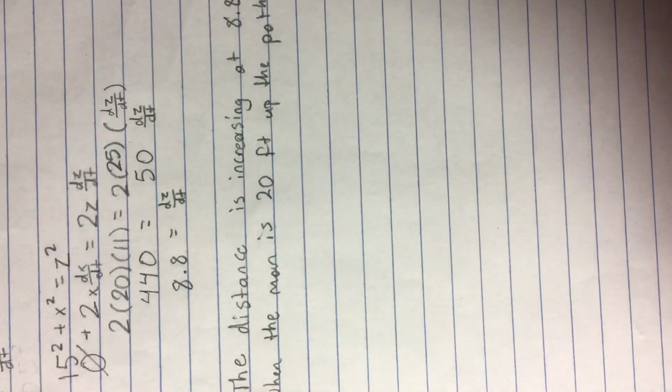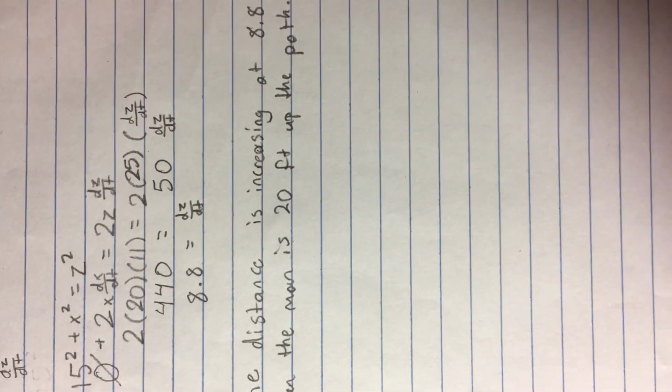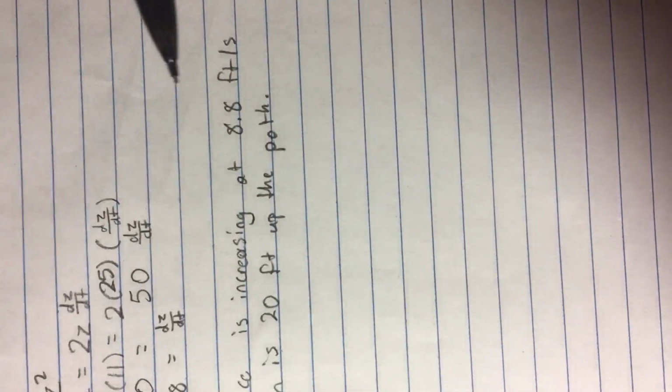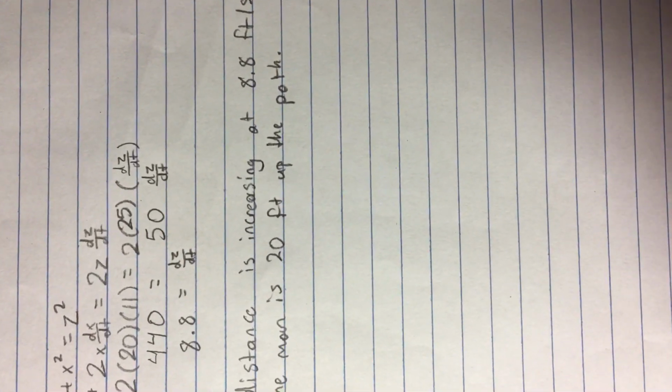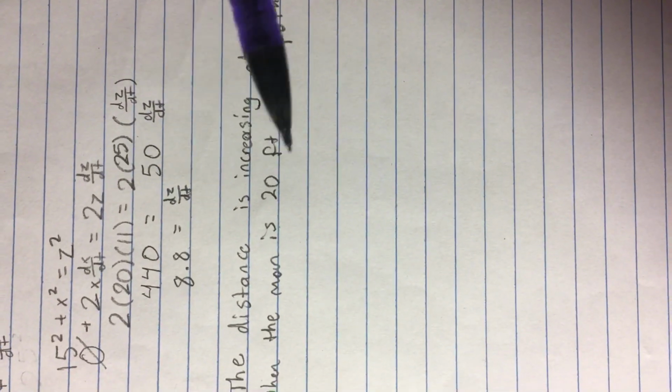It's also important to note that 20 feet up the path is when the distance is increasing 8.8 feet per second, because these variables can change as the length changes.